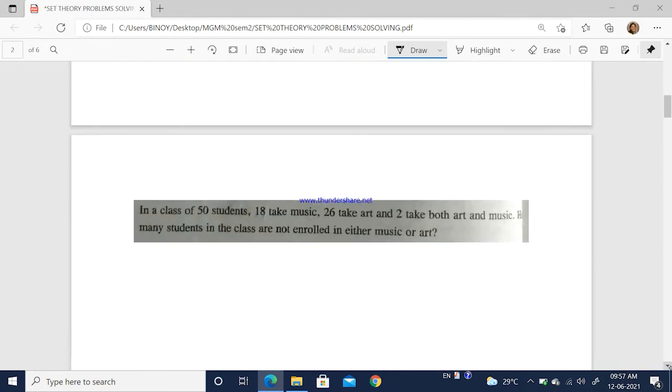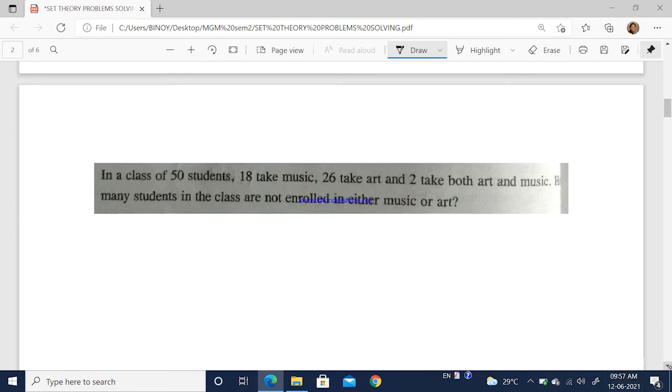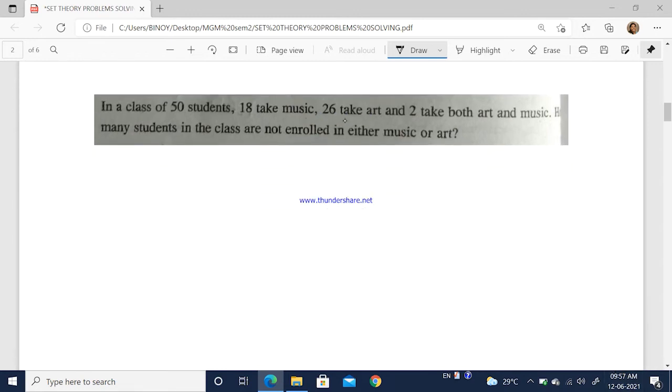Now moving on to the second question. It says that in a class of 50 students, 18 take music, 26 take art, and 2 take both art and music. How many students in the class are not enrolled in either music or art? Either music or art means it is N of A union B. Since we are asked not enrolled, we have to subtract this element from the total number of students. So this is the element you need to find.